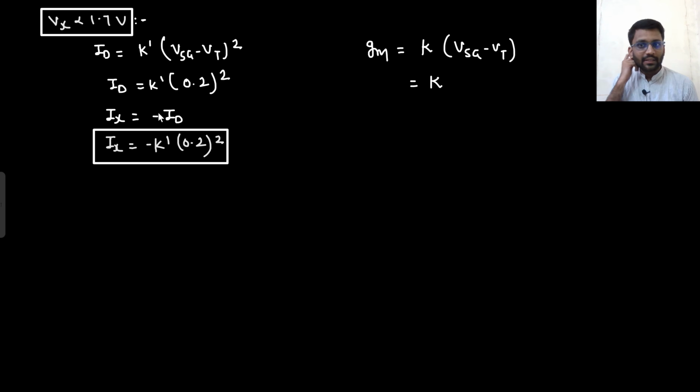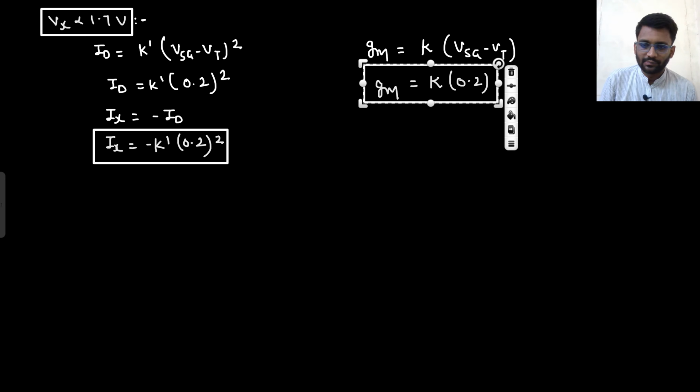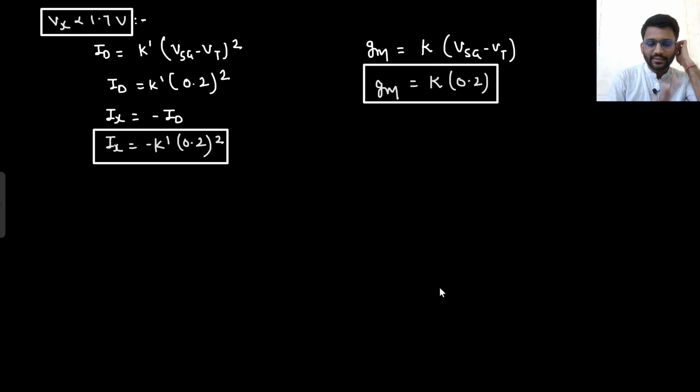What is the value of Vsg minus Vt? This is 0.2, right? This will be your GM. Say yes or no. Well and good. So this I have written Ix and GM value for Vx less than 1.7 volt.